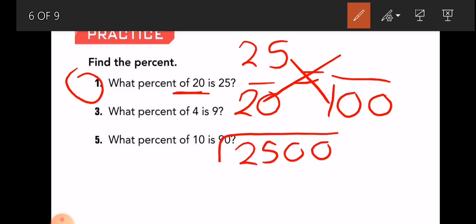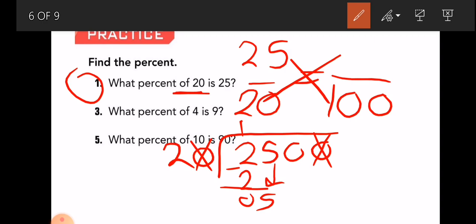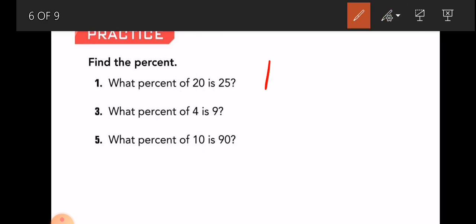Cross multiplication. 25 multiplied by 100 will give you 2500. Then divide by 20, so cross 0 with 0. 2 divided by 2 is 1. Put down the 5. 5 divided by 2 is 2, which gives 4. Subtract, you get 1. Then put down the 0. 10 divided by 2 is 5. So 125. 125 over 100 means what?